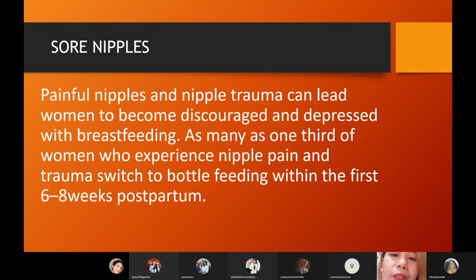As many as one third of women who experience nipple pain and trauma switch to bottle feeding within the first 6 to 8 weeks postpartum. So those women experiencing nipple pain tend to switch to bottle feeding because they are afraid of the pain. So as early as 6 to 8 weeks, they will switch to bottle feeding.